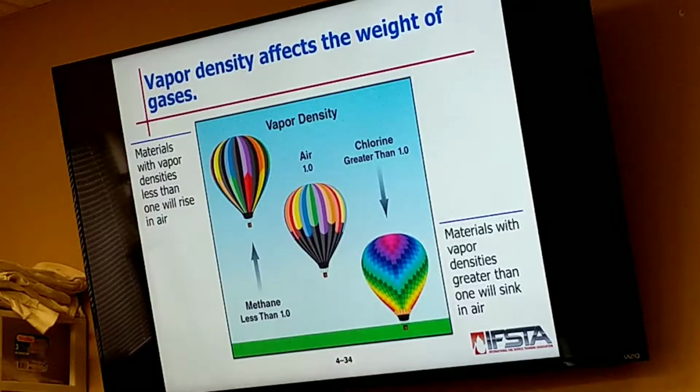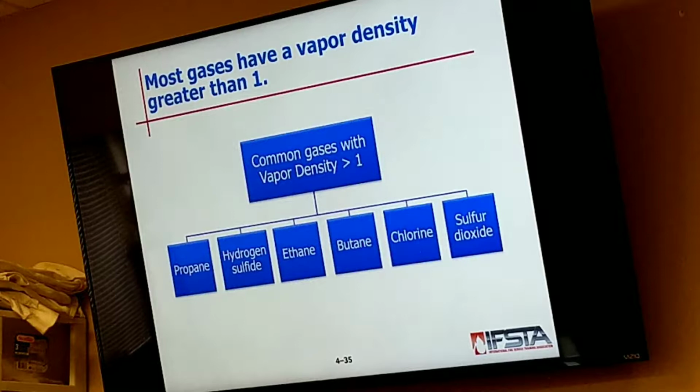Some of the ones with vapor density less than 1 include helium, neon, acetylene, and hydrogen. Vapor density less than 1 will rise quickly and spread to a wide geographical area. Most gases have a vapor density greater than 1, so they will sink. The problem when they sink is that they displace oxygen.